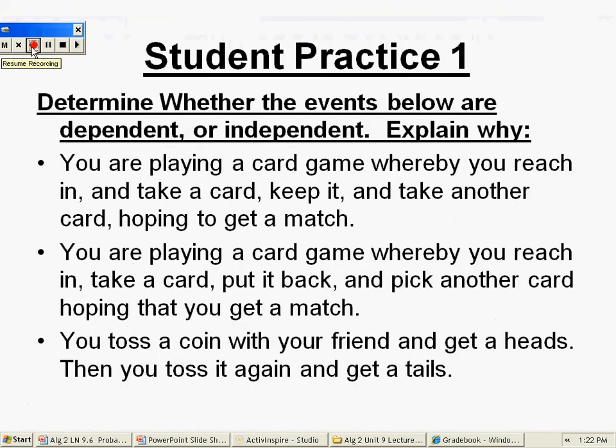Now here's some for you guys. I'll let you guys play around with them, see what you get. All you have to do is tell me, are they dependent or independent, and why?